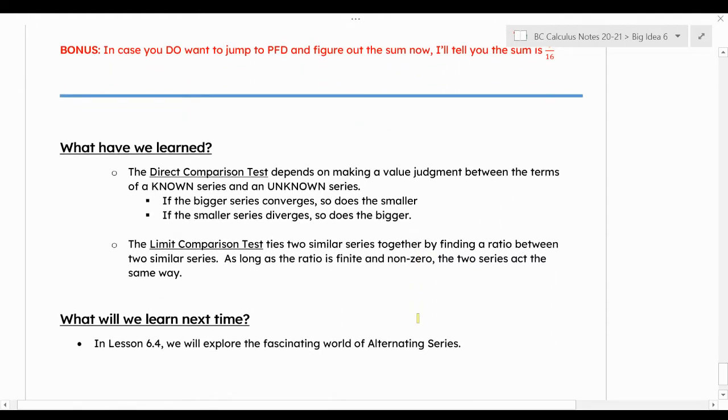Next time, we're going to talk about alternating series. So stay tuned for that one. That one's going to be a lot of fun, a lot of plussing and minusing. You're going to see some pretty cool things about alternating series.